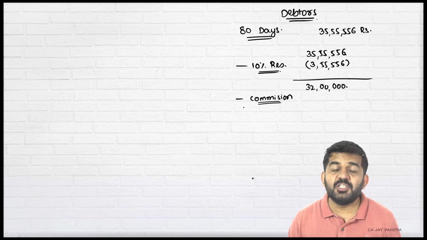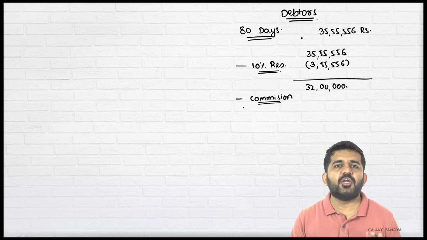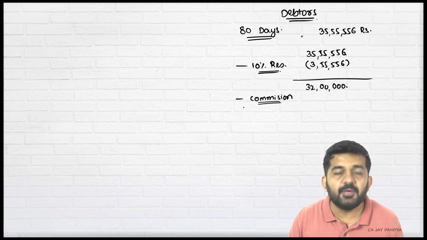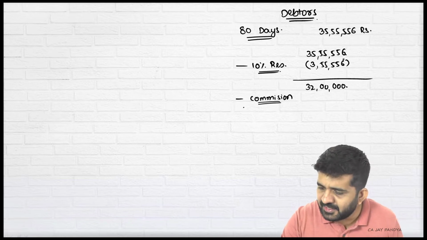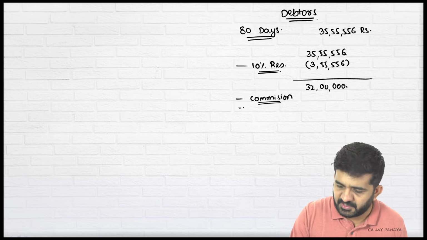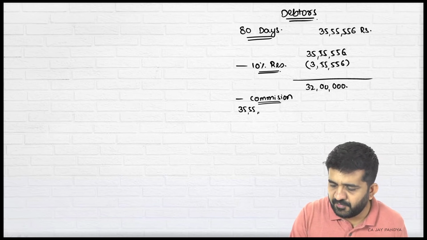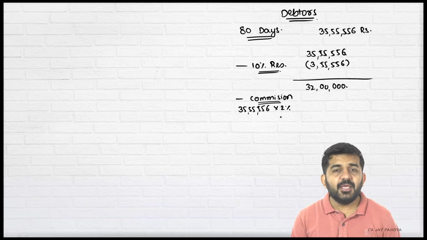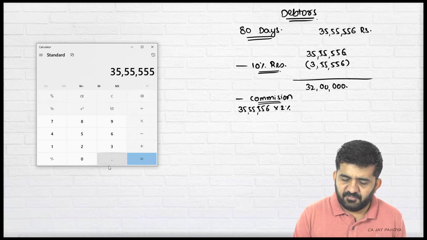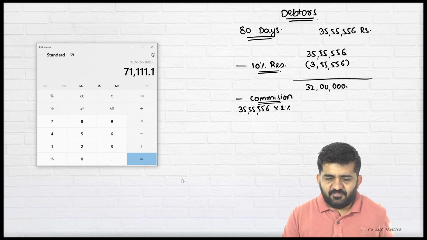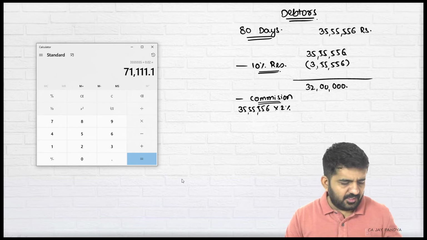So how much will they charge? See, understand, right now we are not talking about the full year, we are talking only about 80 days. Is it all right? So how much amount of risk are they taking? 35 lakh 55,556 multiplied by 2% will be the commission. Is it all right? So 35,55,555 multiplied by 2% is 71,111.